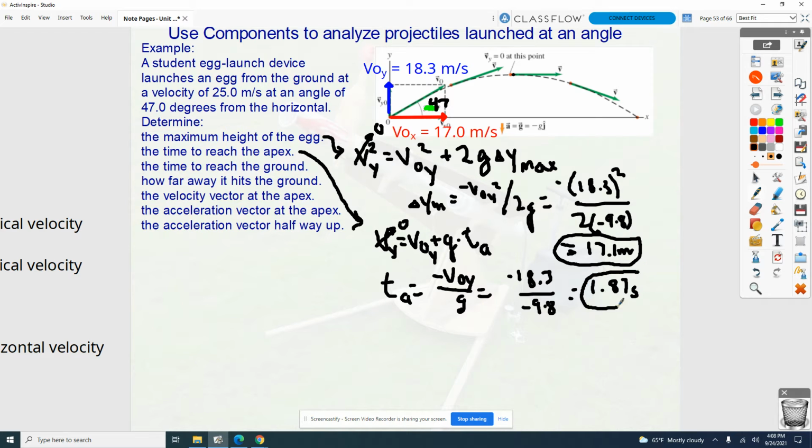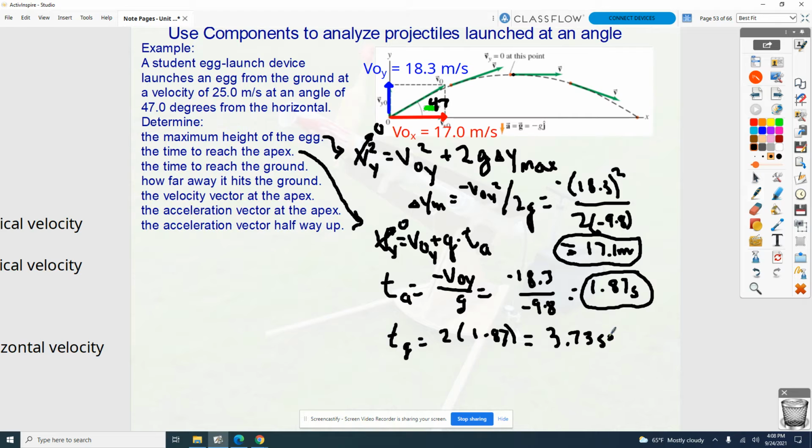Now, using ideas of symmetry, if it takes that long for it to rise, it's going to take the exact same amount of time for it to fall. So time back down to the ground would just be twice that. So we simply multiply that by 2, and you see that that's about 3.73 seconds.